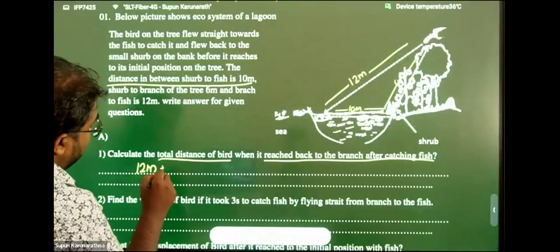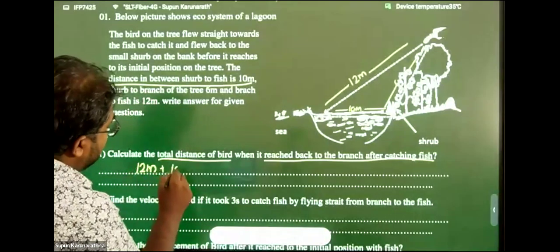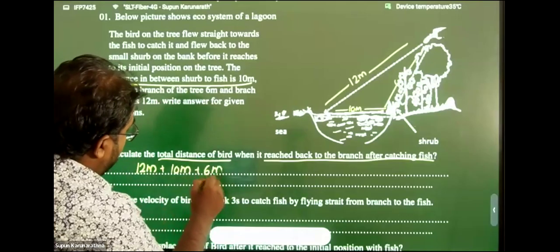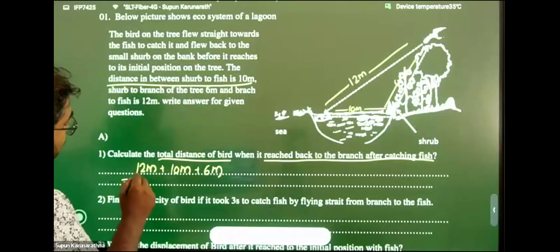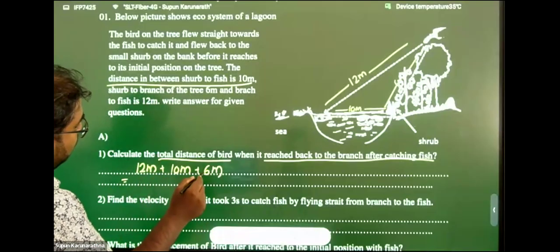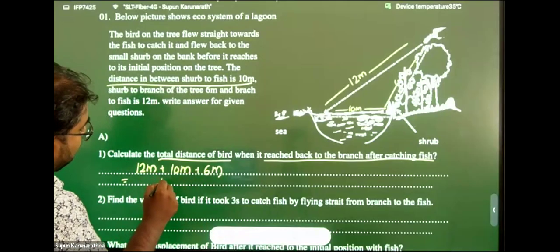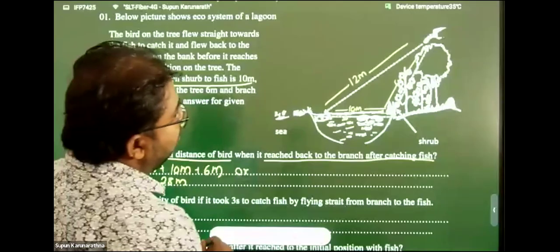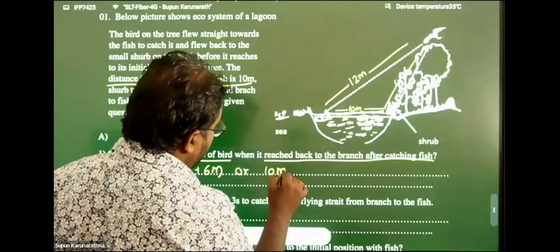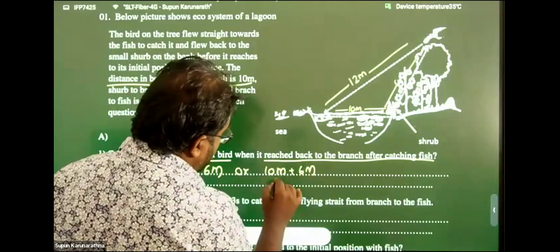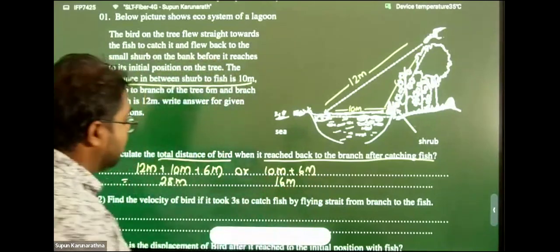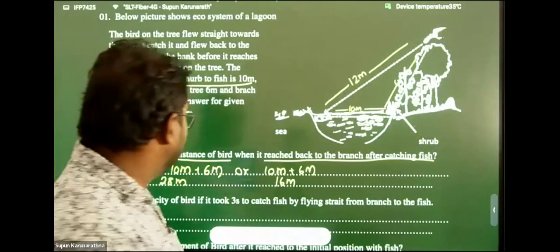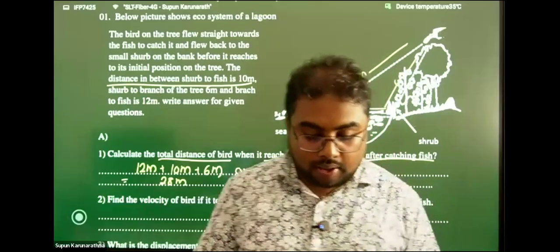It's about 12 meter plus 10 meter plus 6 meter. Asking about distance, no? 12 plus 10 is 22. 22 plus 6 is 28 meter. Or 10 meter plus 6 meter, that means 16 meter. What do you think? One of the students said 28 meter, very good.